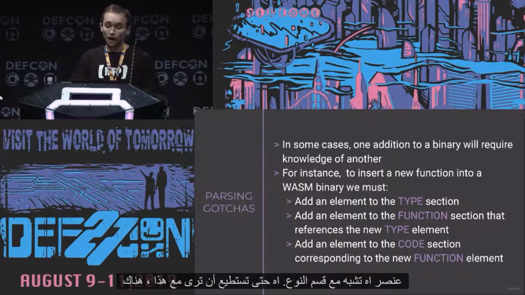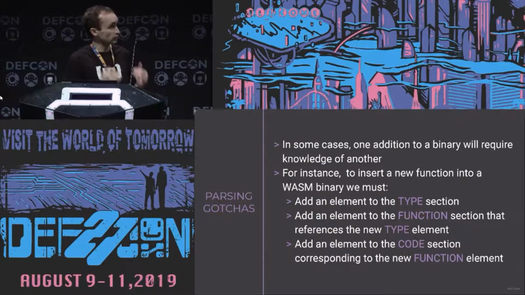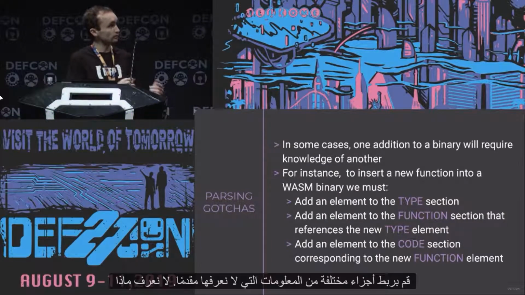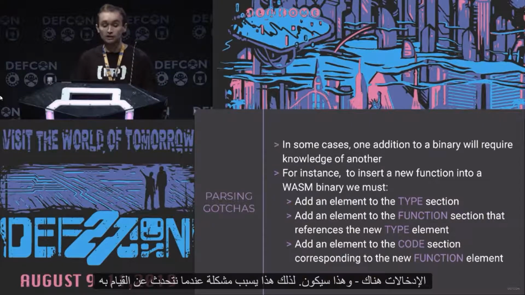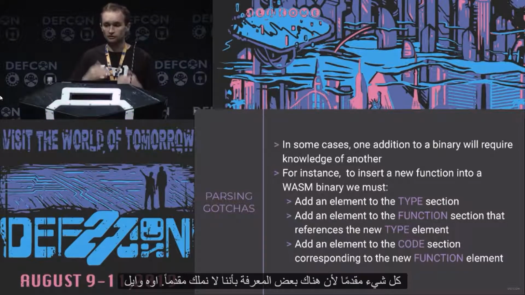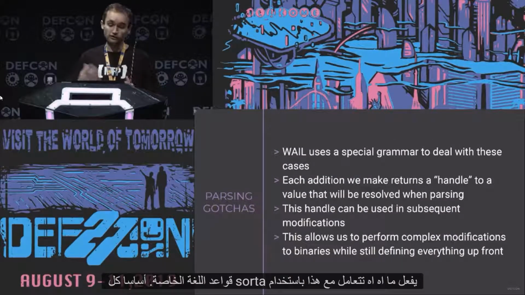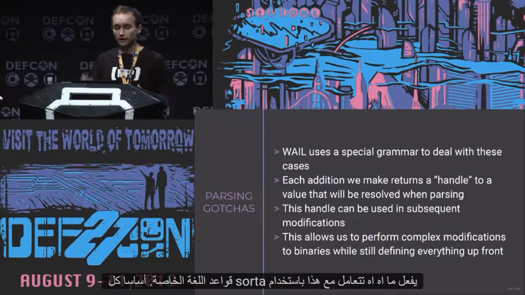similar to the type section. So as you can see with this, there's a couple different pieces of information that we don't know up front. We don't know what index our new type section entry is going to be until we know how many existing type section entries there are. So this causes a problem when we're talking about doing everything up front, because there's some knowledge that we don't have up front. So Whale deals with this using a special grammar.